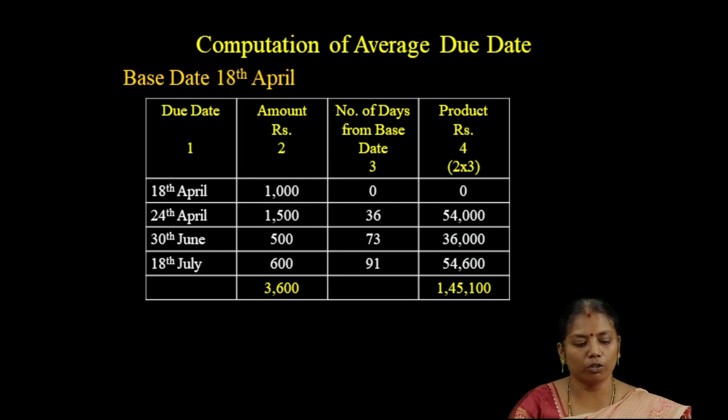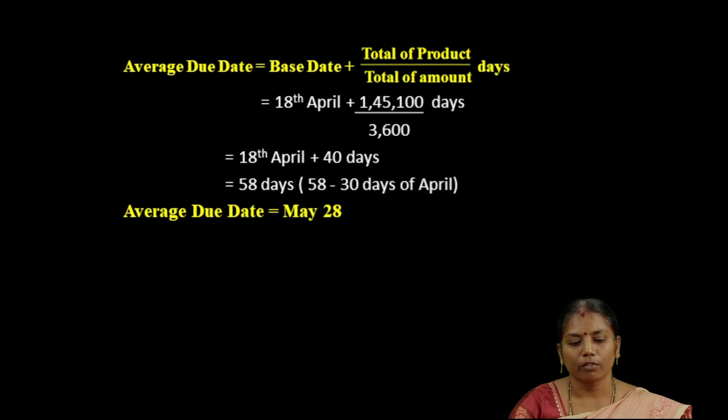Now, we have to apply the average due date formula. Here I have shown that average due date equals base date plus total product divided by total amount. Base date is 18th April. Total product amount is 1,41,100 and total amount is 3,600. When we divide this, we get 40 days.